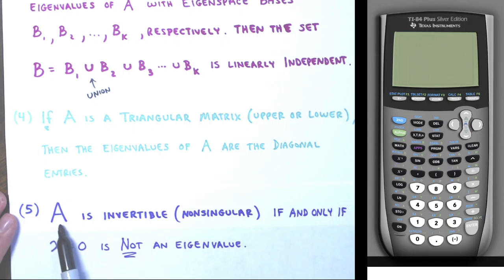This n by n matrix A is invertible, or non-singular, same meaning. A is invertible if and only if, so that means this goes in both directions, if and only if lambda equals 0 is not an eigenvalue. That means if 0 is an eigenvalue, then A is not invertible. All right. If 0 is an eigenvalue, then A is not invertible. And if 0 isn't an eigenvalue, then A is invertible. Right? It would have an inverse.